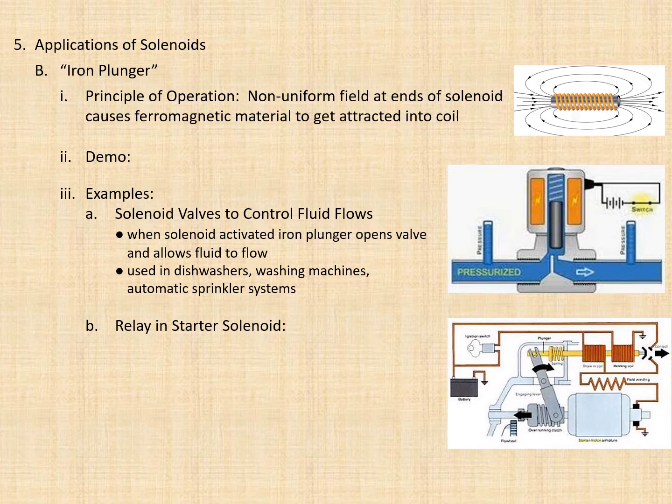Another very common application of this iron plunger is in the relay in the starter solenoid of most automobiles. A starter solenoid, or sometimes called a starter relay, is that part of the automobile which will switch or relay a large electric current to the starter motor in response to a very small control current in the ignition circuit, and which in turn sets the engine in motion.